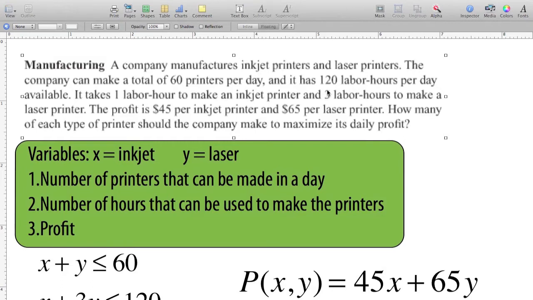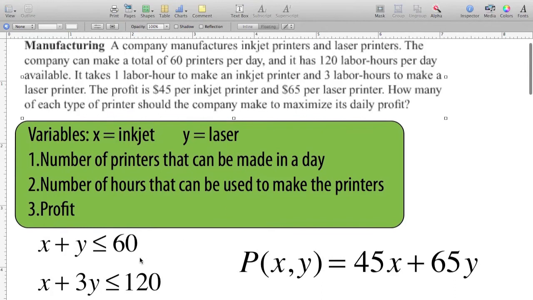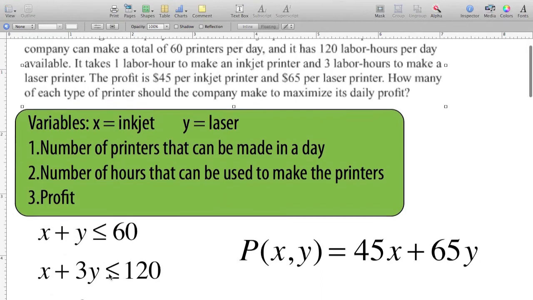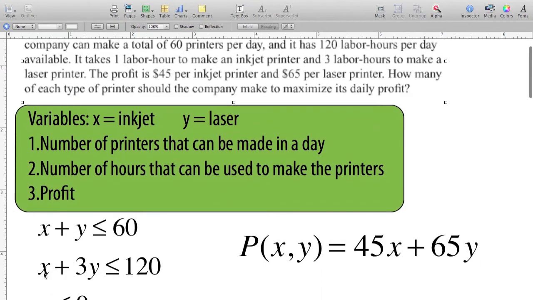At most, as we said in class, the key phrase "at most" is always less than or equal to. You can see that here in the second equation. If I add x plus 3y, that's got to be less than or equal to 120. If I don't do that, then I'm not going to have enough hours in the day to make a specific number of printers.